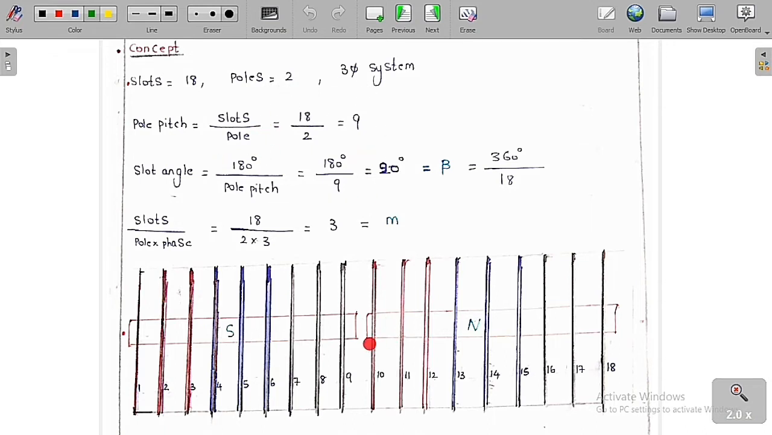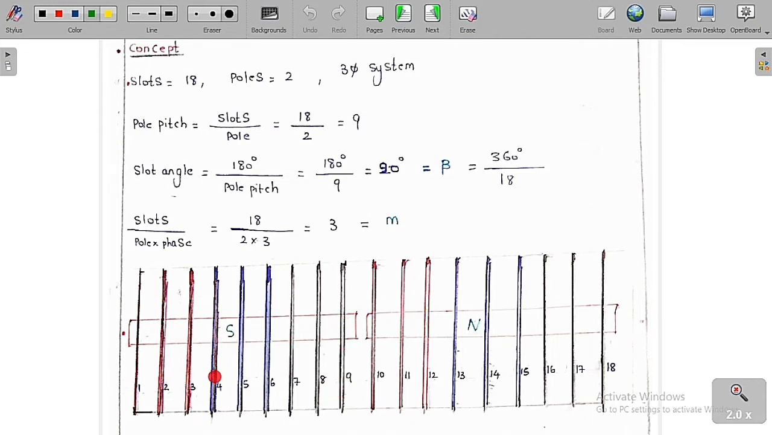So now, if I say clearly, it is a two pole system, so the pole pitch is 9. So see, these are the 18 slots. You can see clearly from 1 to 18: 1, 2, 3, 4, 5, 6, 7, 8, 9, 10, 11, 12, 13, 14, 15, 16, 17, 18. So there are 18 slots on the stator. Out of that, the pole pitch is 9. So 9 slots for one pole, another 9 slots for the other pole, because of the two pole system. So this is for the south pole and this is for the north pole, as you can see clearly from here.